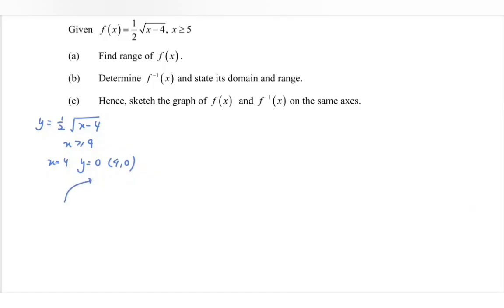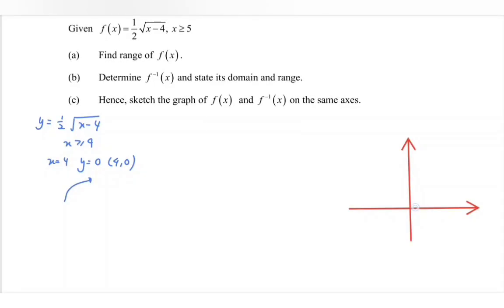So kindly focus on the graph. Based on the situation, we have here 1, 2, 3, 4, and then 5. Based on the situation, we have (4, 0). So here will be our starting point. And then we have the graph something like this. So that is the graph for f(x). So here we have (4, 0). Then kindly refer to the situation in here. Notice that x must be greater than 5. So that means we have to erase this part.